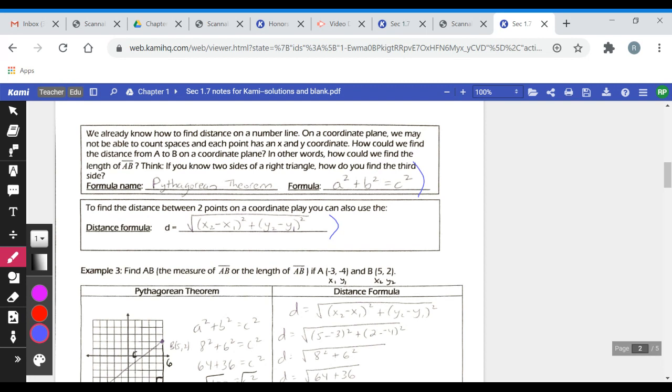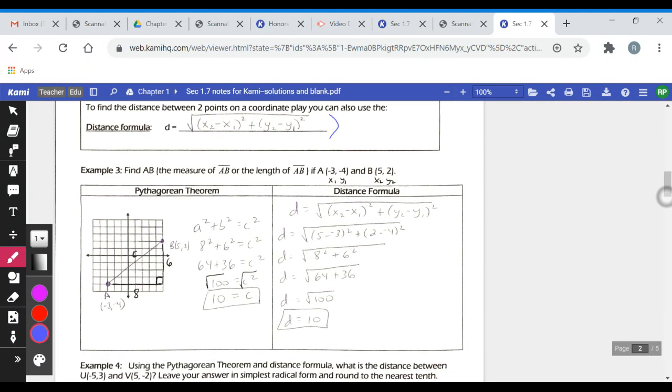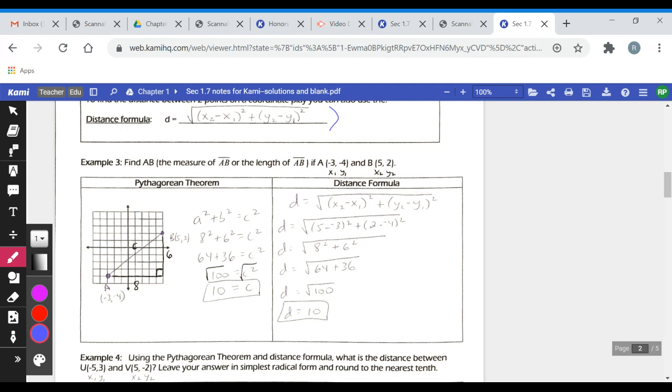The thing is, the distance formula is not given to you on the test. So if you want to use it, you need to remember it. If not, then you would just use the Pythagorean theorem, and most people don't have trouble remembering that one. So if you look below, you can see that I've worked out example 3.